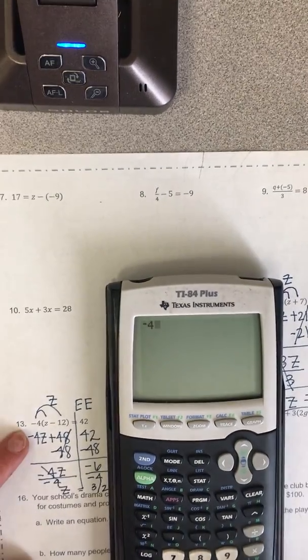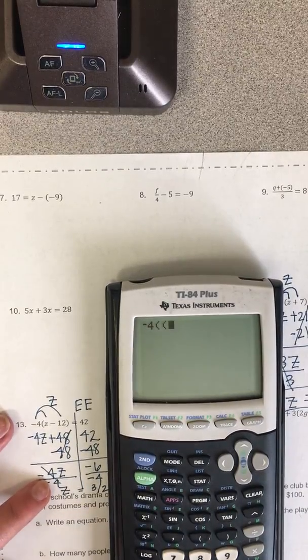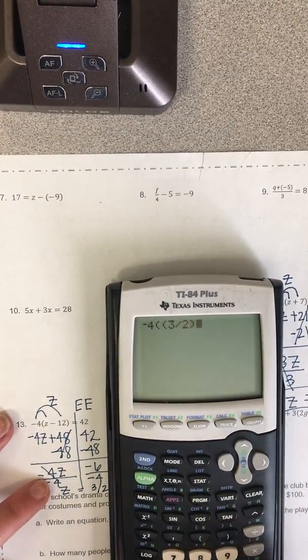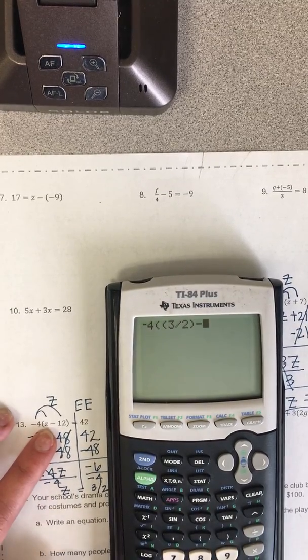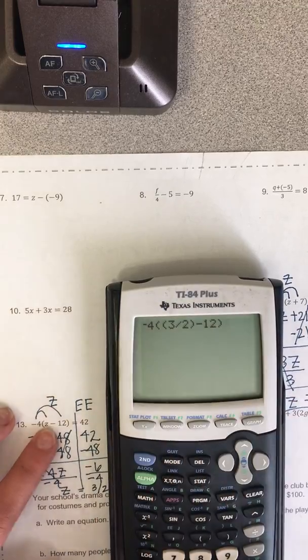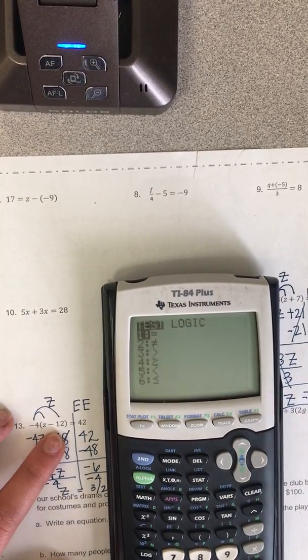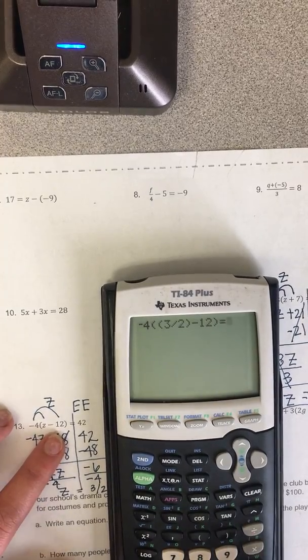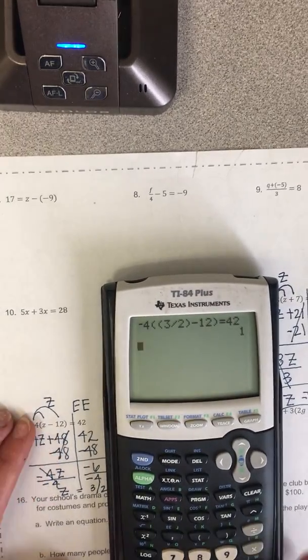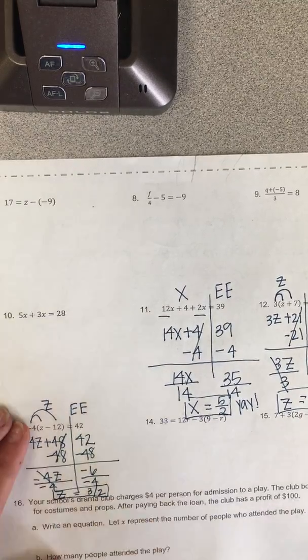-4, parentheses. I'm going to do an extra set of parentheses because I've got a fraction, 3 divided by 2, minus that 12. Close my parentheses for this one, the big one. Second math, 1, equal sign, 42. We get a 1, it's a true statement. So 3 over 2 is the solution.